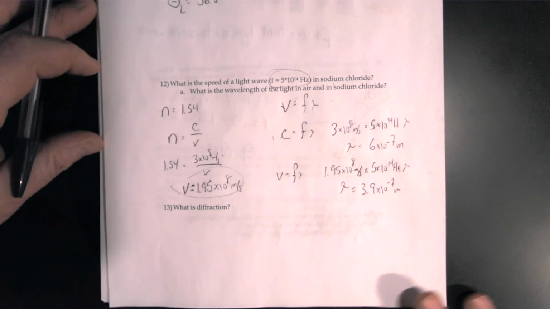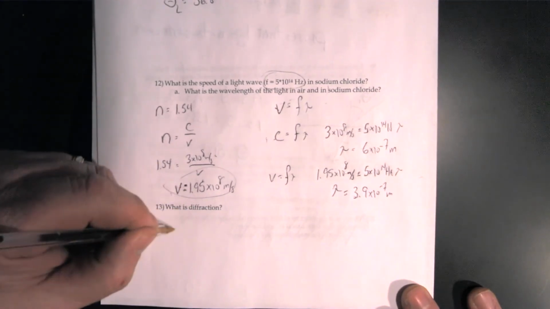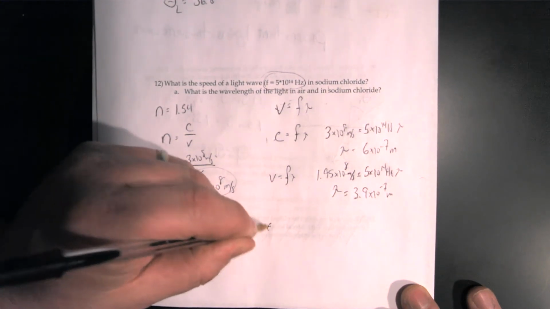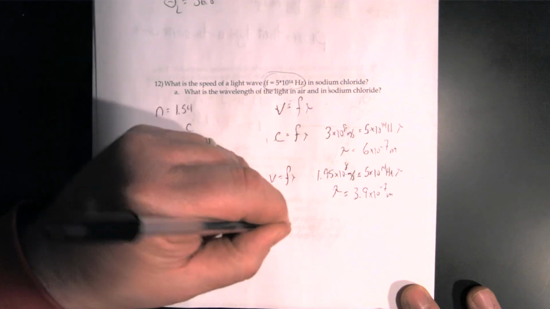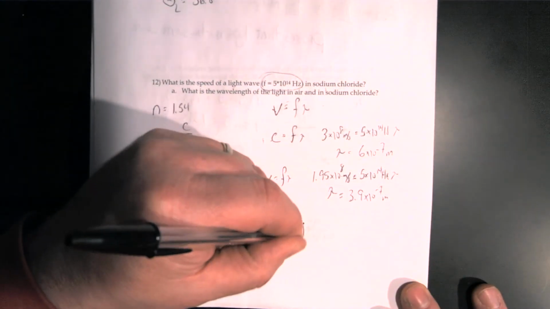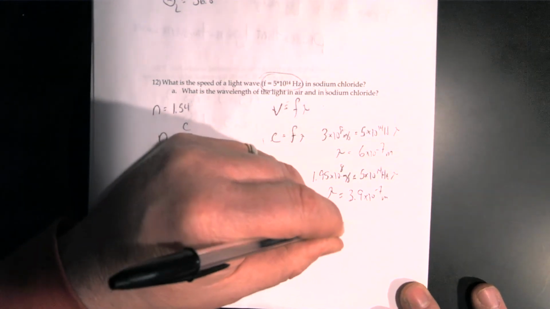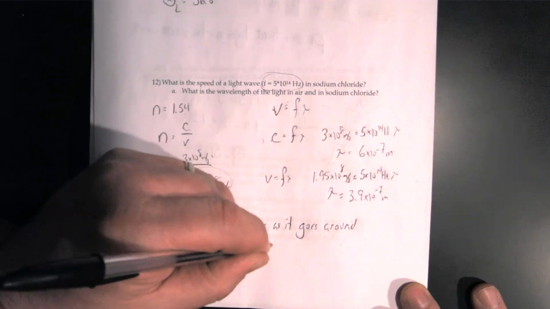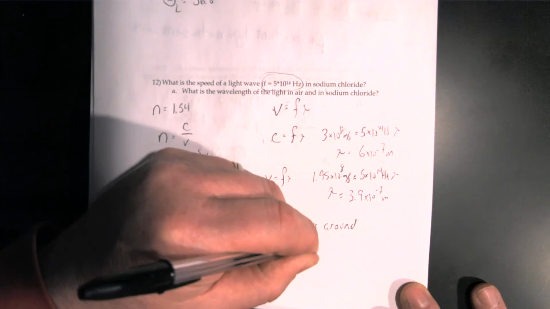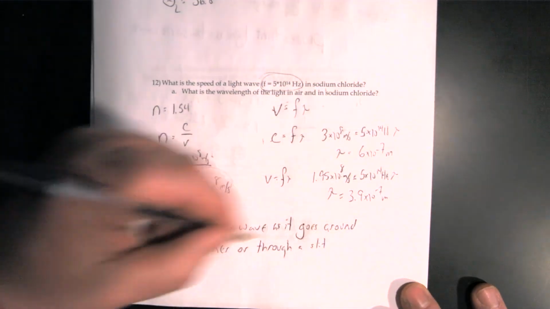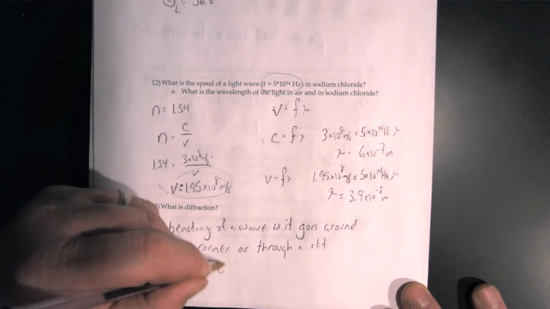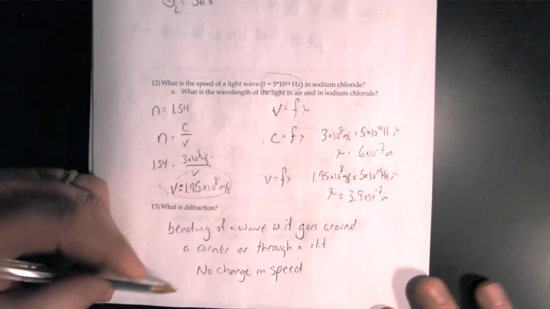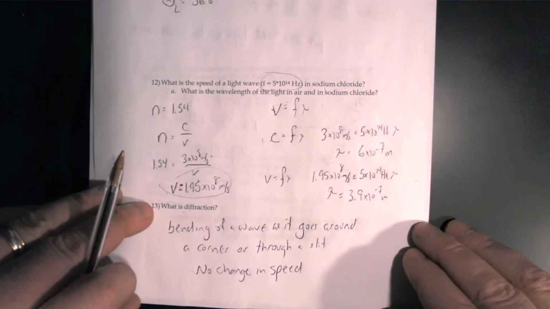Number 13, what is diffraction? Diffraction is defined as the bending of a wave as it goes around a corner or through a slit. And the key difference here between diffraction and refraction is that with diffraction there is no change in speed. With refraction, there is. You have to change the substance, you have to change the speed, but with diffraction, there isn't.